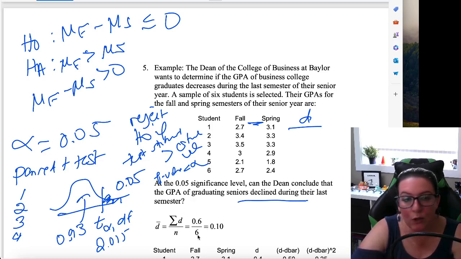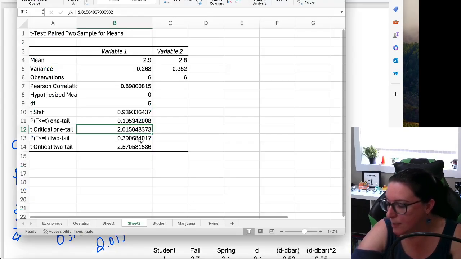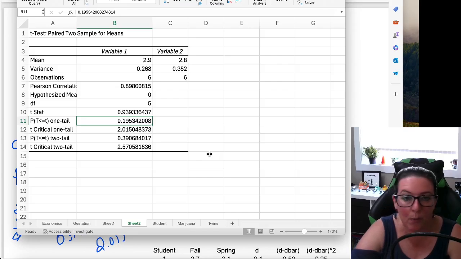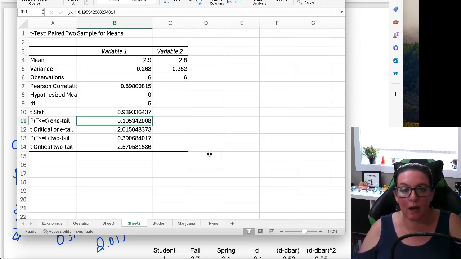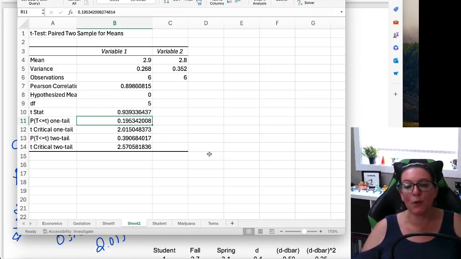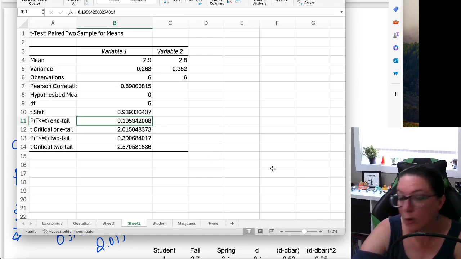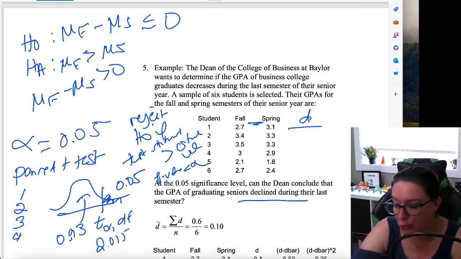Now, we could instead look at p-values, so let's go back to Excel. We have a p-value here of 0.195. We compare that to an alpha of 0.05. If the p-value is less than alpha, then we reject the null hypothesis, and in this case, the p-value is bigger than alpha, so we fail to reject. It is possible that the fall and the spring GPAs are the same, or the fall is less than the spring. Okay. Or our sample size isn't big enough to detect the difference, which this sample size is super tiny.